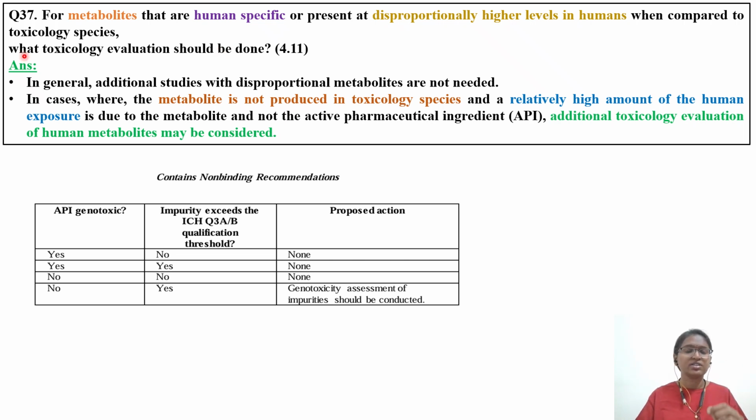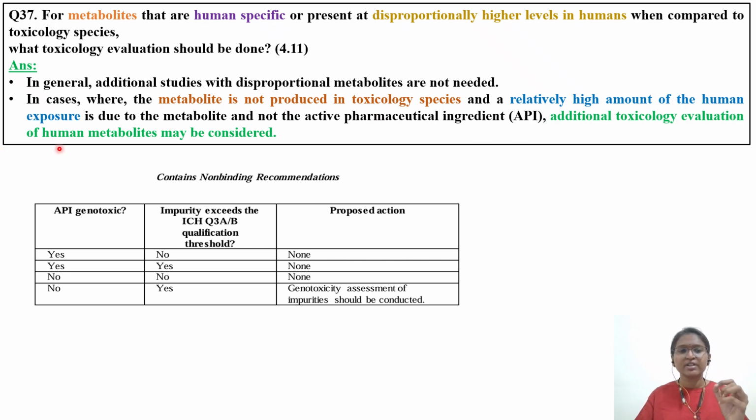What the ICH agency states is that, in general, additional studies with disproportionate metabolites are not needed, as per the ICH S9 guideline. But there is an additional statement for cases where the metabolite is not produced in the toxicology species. For example, our model was dog, and there is a relatively high amount of human exposure due to the metabolite. The metabolite is also active, and your API is also active, so the overall concentration of the drug in the plasma, blood or serum will be increased. So unnecessarily the person will be exposed to a higher concentration of the drug, right? And not just the API.